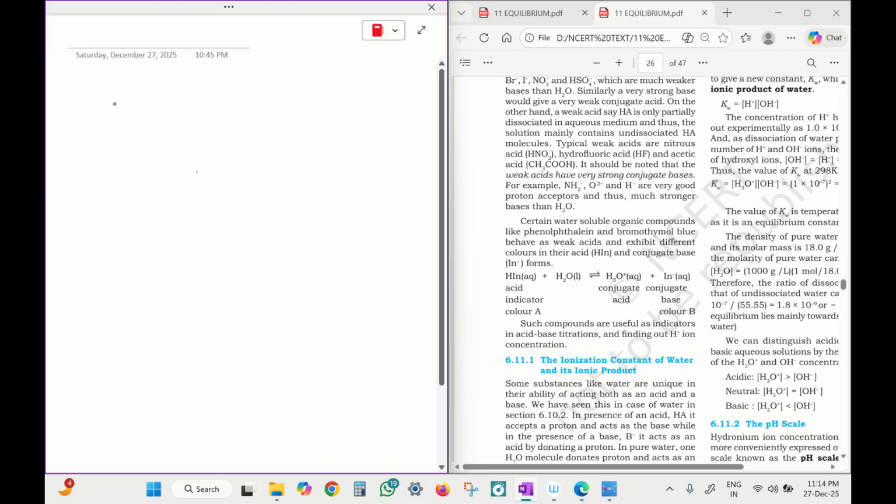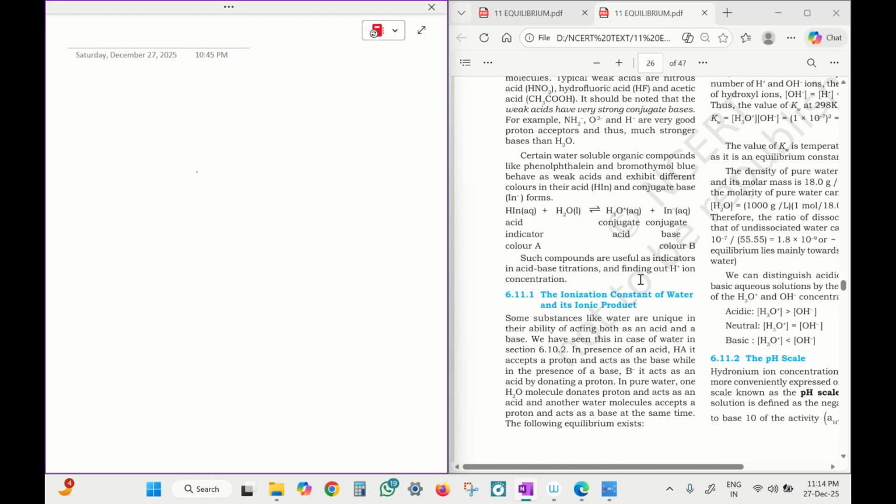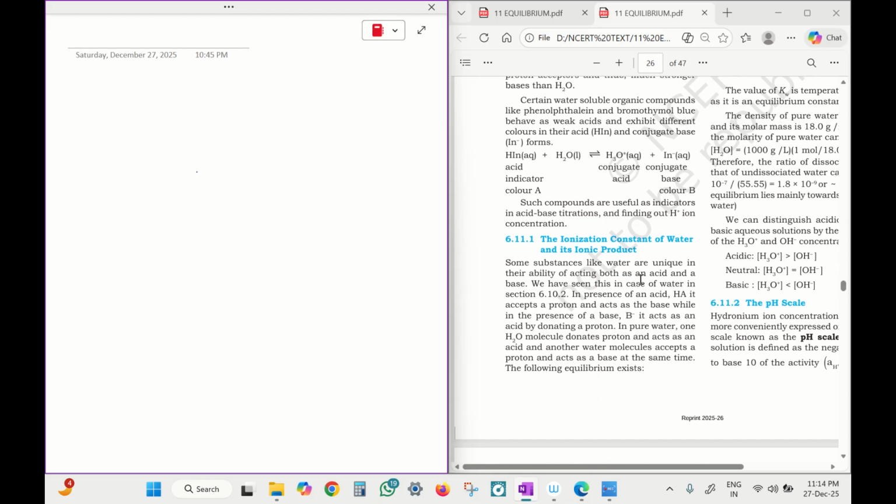Okay, so far we have done the concepts of acids, bases, and the theory related to them. That is Arrhenius theory, Lewis theory, and the Lowry-Bronsted theory. Now, based on all this, let us try to understand the ionization constant of water and its ionic product. That is, we are talking about section 6.11.1.